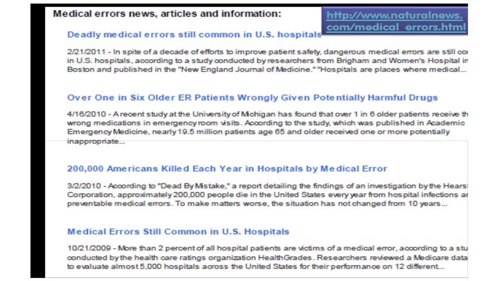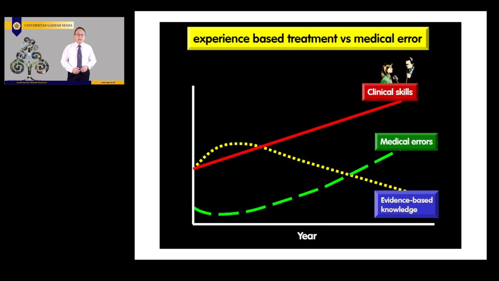Well, it may be easier to show this graph. As you improve your knowledge and your clinical skills, especially those who are senior, you become more skillful than the juniors. But at the same time, because clinicians are busy with their patients, they don't have enough time to read journals or whatsoever. And finally, they lose the new, current evidence. At the same time, medical error increases.